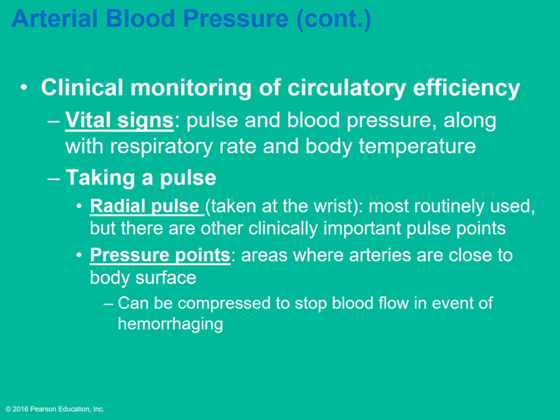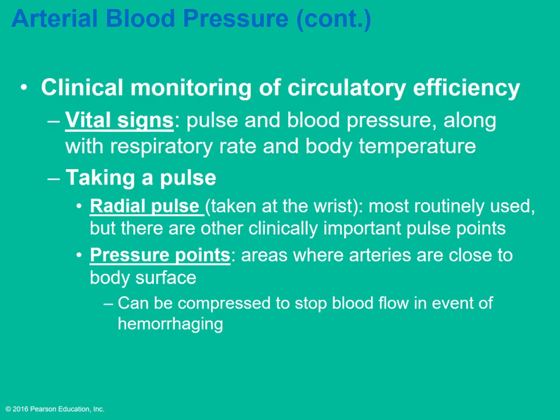So there's ways that you can measure the efficiency of your blood flow, basically the efficiency of your cardiovascular system. You look at vital signs. Some of you are very familiar with this. Vital signs, you can get the pulse, you can get the blood pressure, you can also look at respiratory rate, body temperature. To take a pulse, you can get the radial pulse. This is probably one of the most common ways of taking a pulse, where you take it at the wrist.